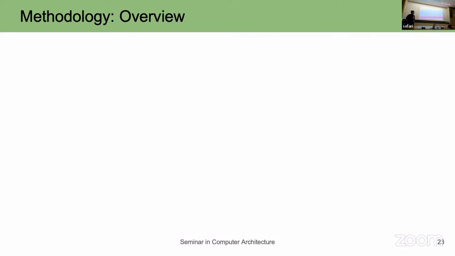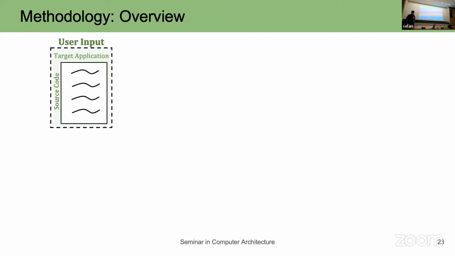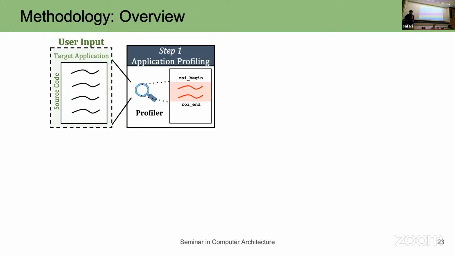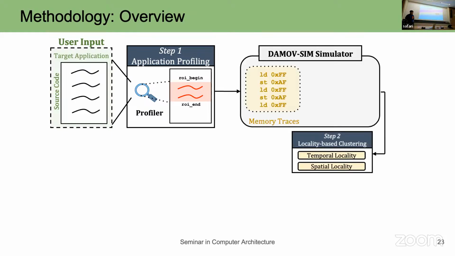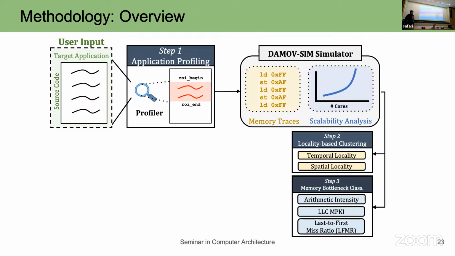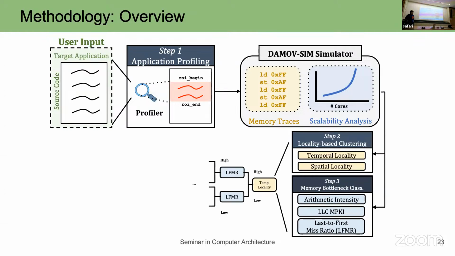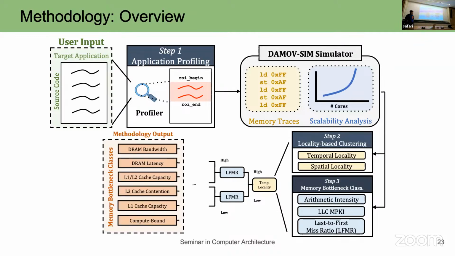So let's have a brief overview of the methodology. We'll start with some user input, which we then take and do some application profiling on it to find the region of interest. Then we'll look at the memory traces to do locality-based clustering, and we'll do a scalability analysis with some key metrics to do the final memory bottleneck classification, which then gives us some kind of decision tree to find the 6 memory bottleneck classes the authors landed on.